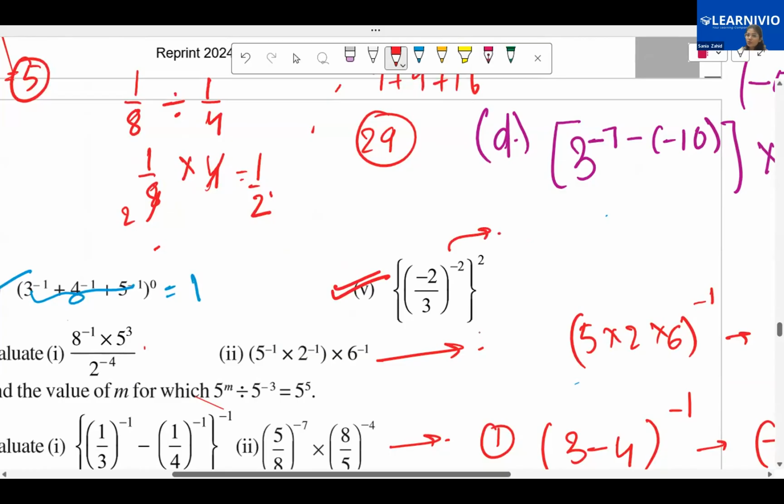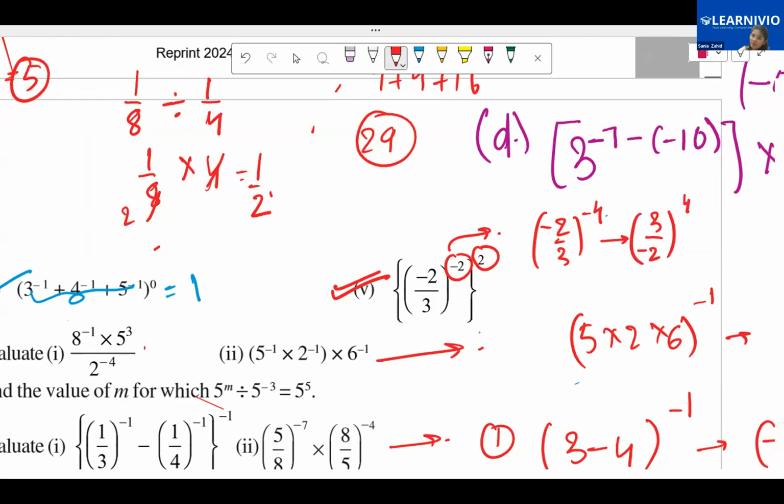So what we do here is you have two powers together. What do we have to do whenever we have two powers together? We multiply them. You multiply the powers. So when you multiply the powers here, it becomes minus 4. Minus 2 into 2 is minus 4. And now see, you have a negative power. So whenever you have a negative power, you reciprocal the base. So please reciprocal the base. Write it as 3 by minus 2 whole power, which becomes positive now, 4. And now what is 3 to the power 4? 81. And what is minus 2 to the power 4? 16. So your answer is 81 by 16.